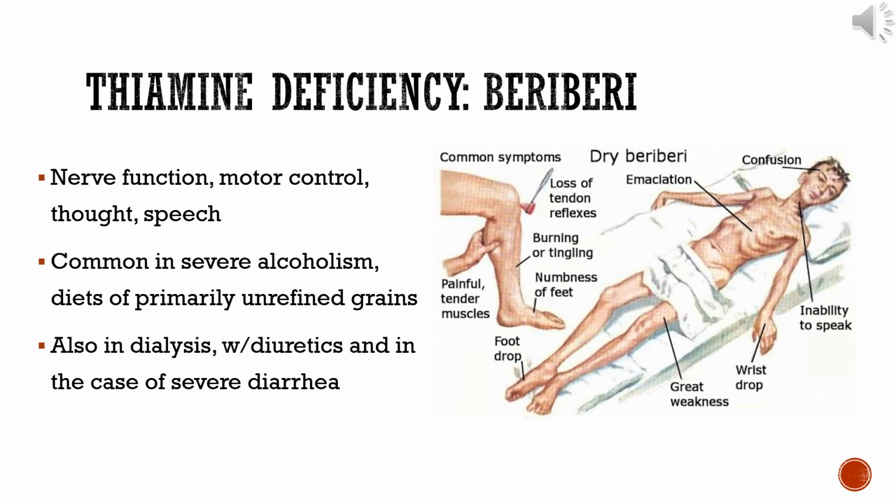Also, people who are alcoholics, they burn through thiamine a lot quicker. And so they're at a greater likelihood for these problems. Also, people that eat primarily unrefined grains, which is more common in third world countries. And the problems that are linked to beriberi, they include nerve function, poor motor control, impaired thought, and impaired speech, because thiamine is strongly linked to the function of the central nervous system and of the brain.